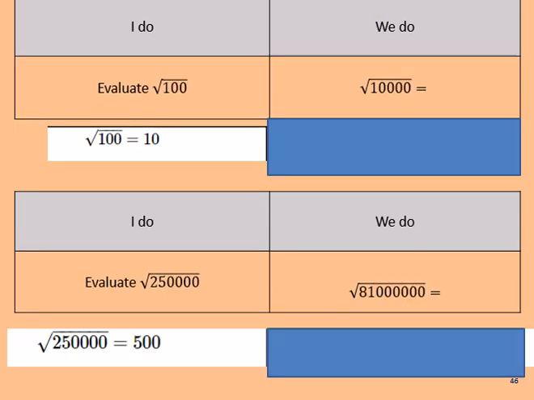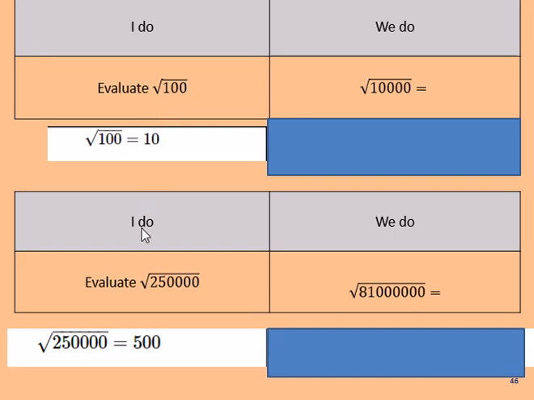Okay, so a couple more examples. Evaluate square root of 100. Well, remember, 10 times 10 makes 100, or 10 squared makes 100. So the square root of 100, we work backwards, is 10.